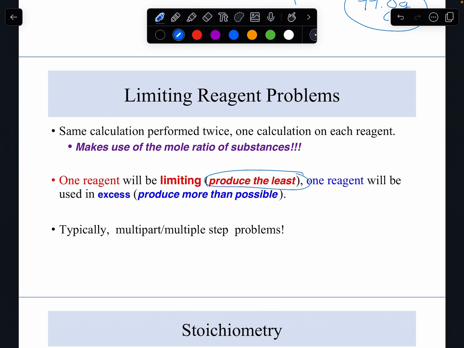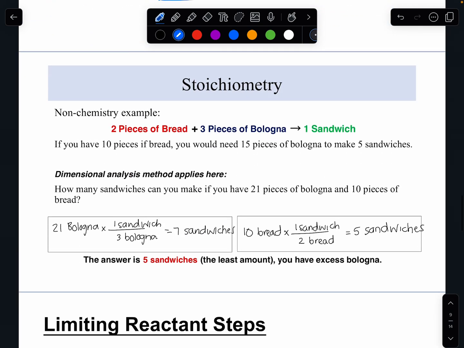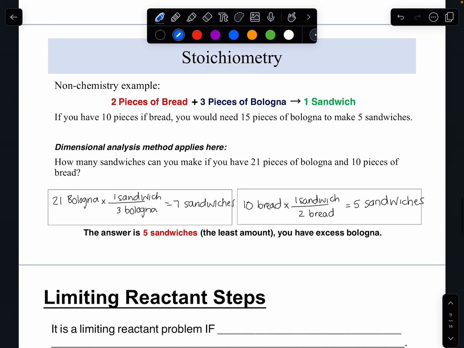And that is going to be our limiting, and the one that produces more or in excess is called our excess. Okay, these are usually multi-step problems, and I'm going to demonstrate one, and then I have an extra one to show you. Now let's just talk about that term limiting and excess. So let's say we have an equation that you would use in everyday life theoretically.